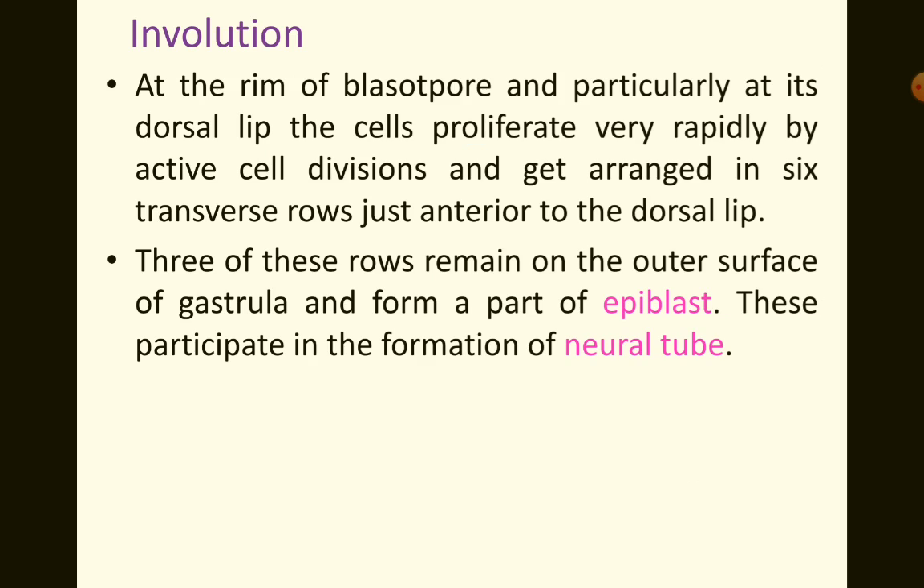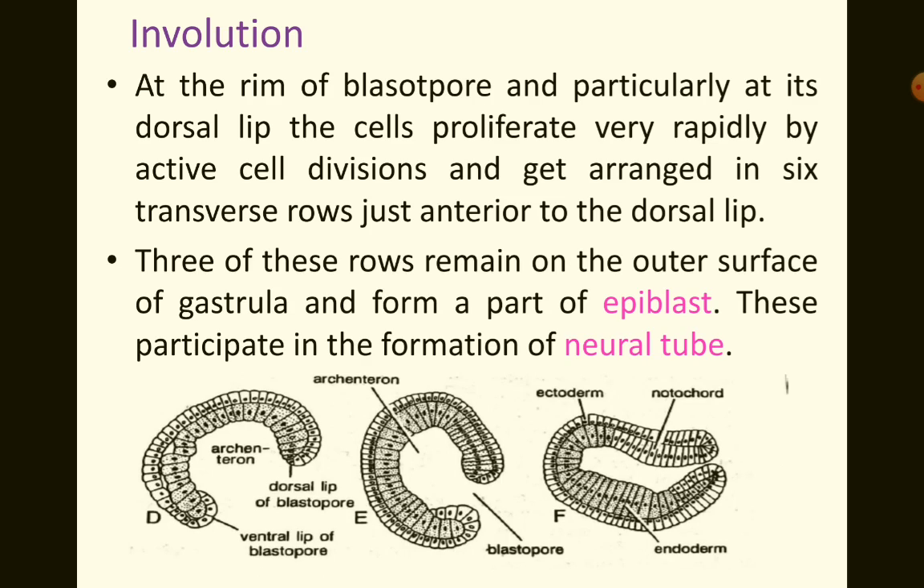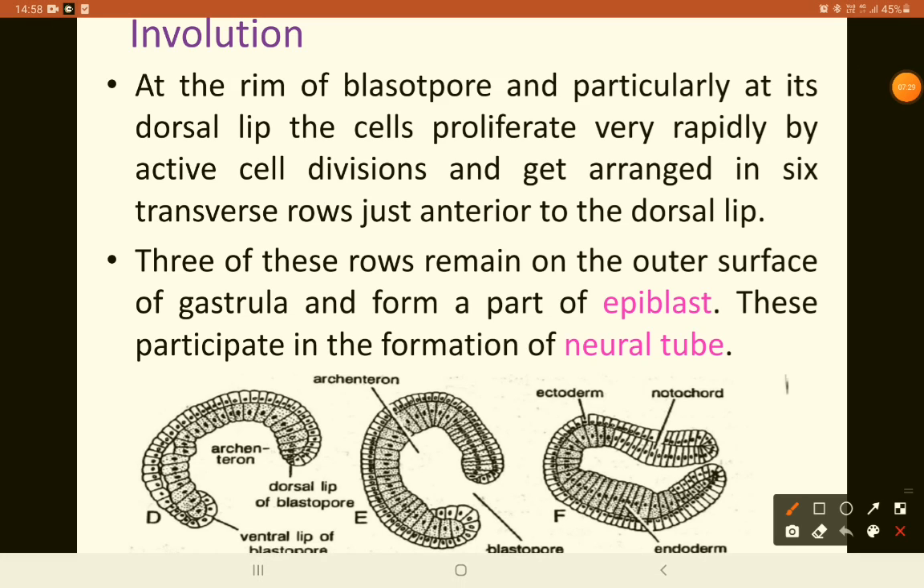Now the next process that occurs here is involution. At the rim of the blastopore, and particularly at its dorsal lip, the cells proliferate very rapidly by active cell divisions and they get arranged in 6 transverse rows just anterior to the dorsal lip. Now in this diagram you can make out this is the dorsal lip of blastopore, and here the cell division becomes much more rapid and hence forms 6 layers of cells.